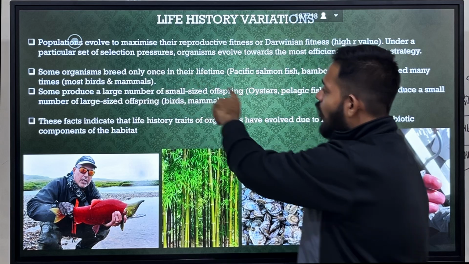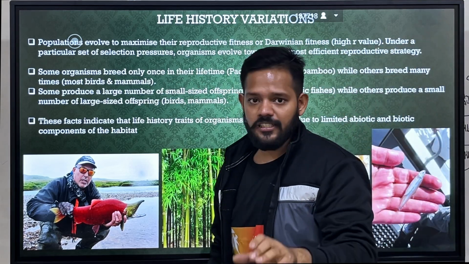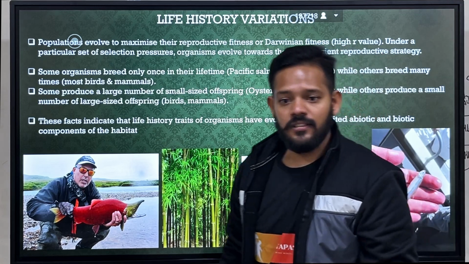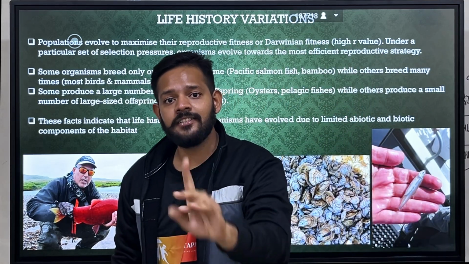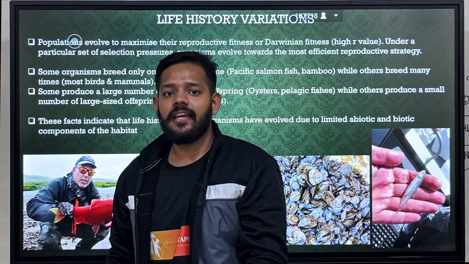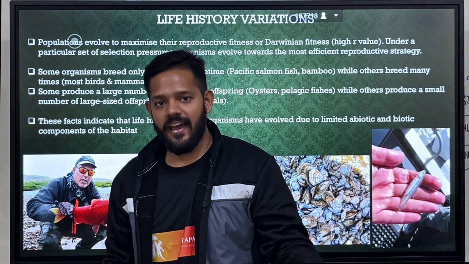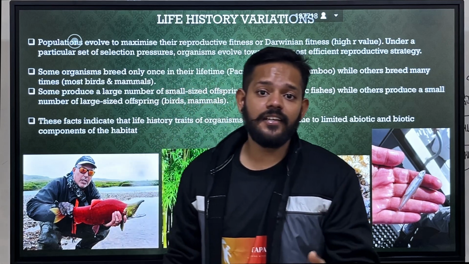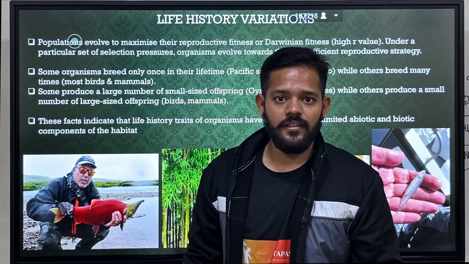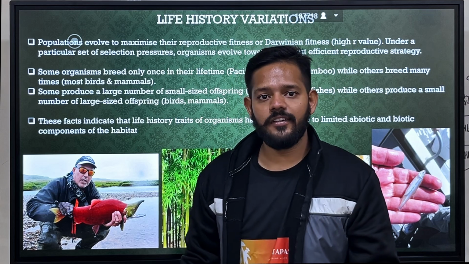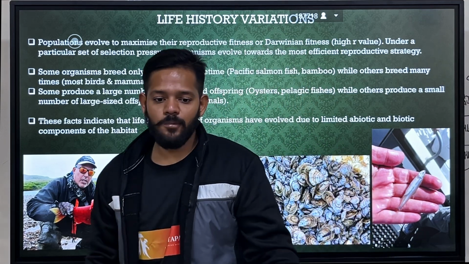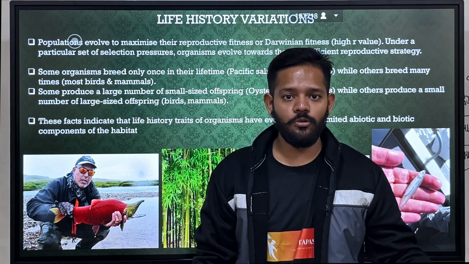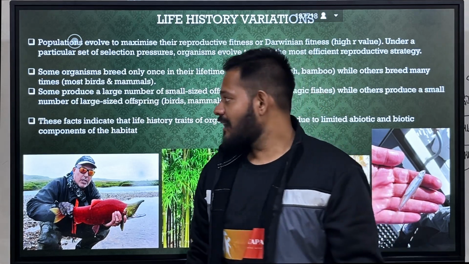Some organisms breed only once in their life, just like the bamboo tree and the Pacific salmon fish. These organisms breed only once in life. After that, they die. That bamboo tree flowers in 50 to 100 years. It is not the age of a human. If you are 80 years old, and a bamboo tree flowers at 150 years of age, then you can never see a bamboo tree flowering. Next, salmon fish.